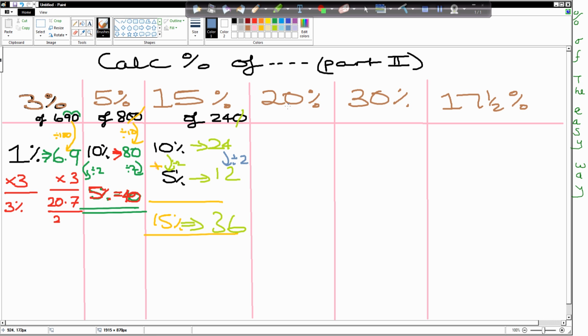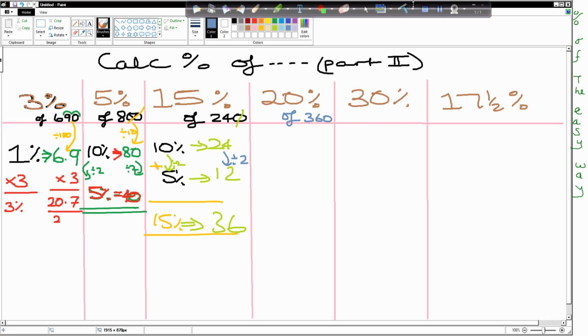Okay, I want to work out 20% of 300. Joshua, for 15%, you work out 10%. You halve it, you get 5%, then add them up, because 10 and 5 is 15. Once you know what 10% is, then you halve the answer of 10% to give you 5%, and 10 add 5 is 15. So to work out 15%, we work out 10 and 5 and add them together.